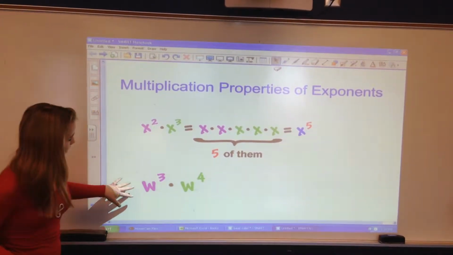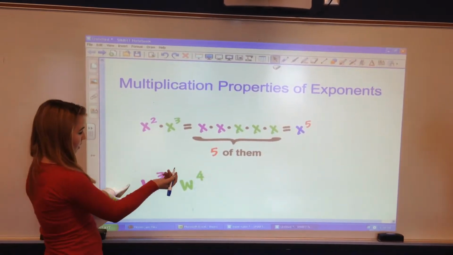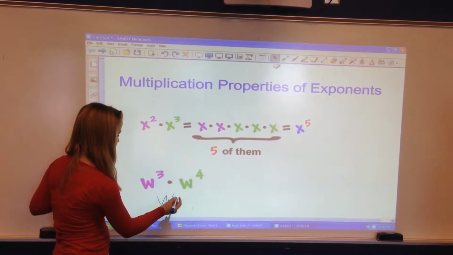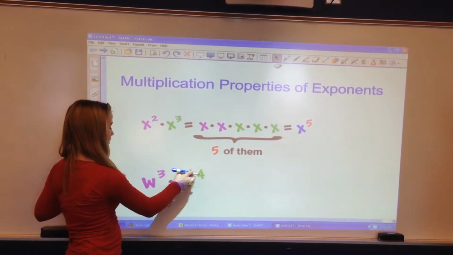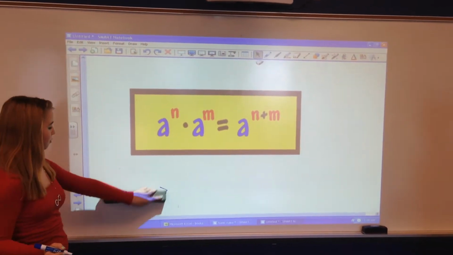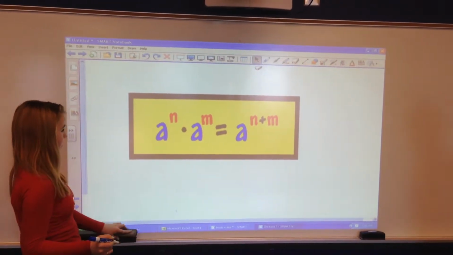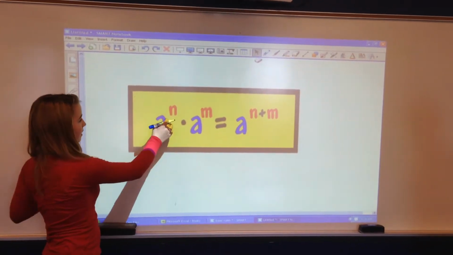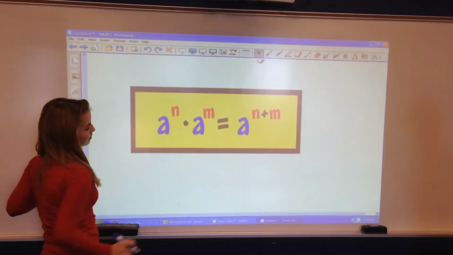fifth power. And then over here, it's pretty much the same thing, and it's w to the fourth, fifth, sixth, seventh, to the seventh power. The rule is if the bases are the same, you leave the base how it is, and then the exponents you would add the exponents.